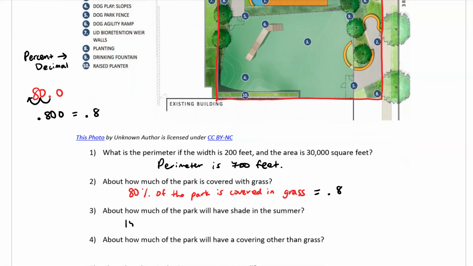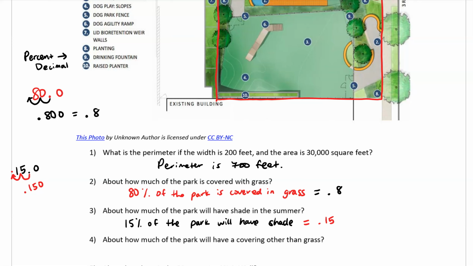So 15% of the park will have shade. And let's convert 15%. So I'm going to write 15.0 and we have percent, but I'm going to drop the percent sign. And then we are moving the decimal place to the right twice. So that would be right here. So that's going to give us 0.150. And usually we drop the 0. And so we'd say this is 0.15.